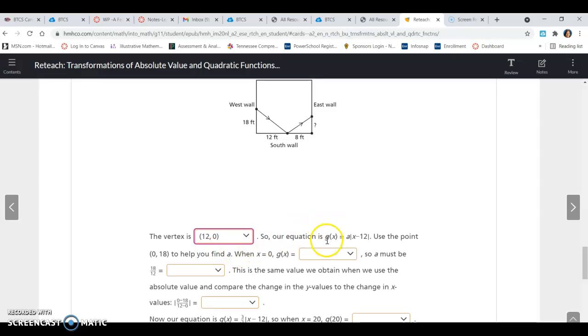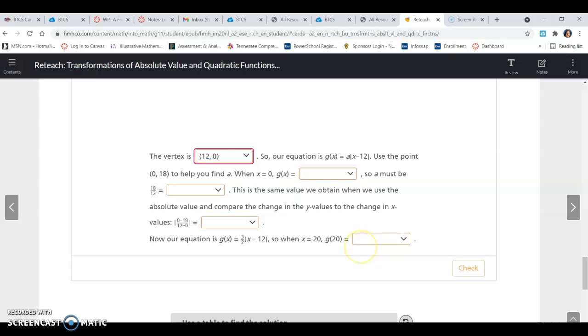So our equation is g of x equals a times the absolute value of x minus 12. Use the point 0, 18. So we've got a point here, 0 and 18. We know that point. To help you find a when x equals 0. All right, so all we have to do is plug in another point. So we're going to plug in that x and y value.